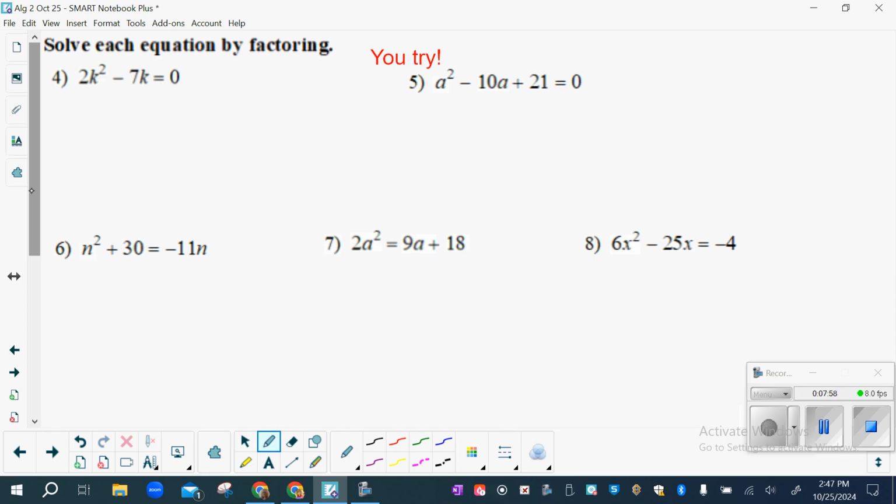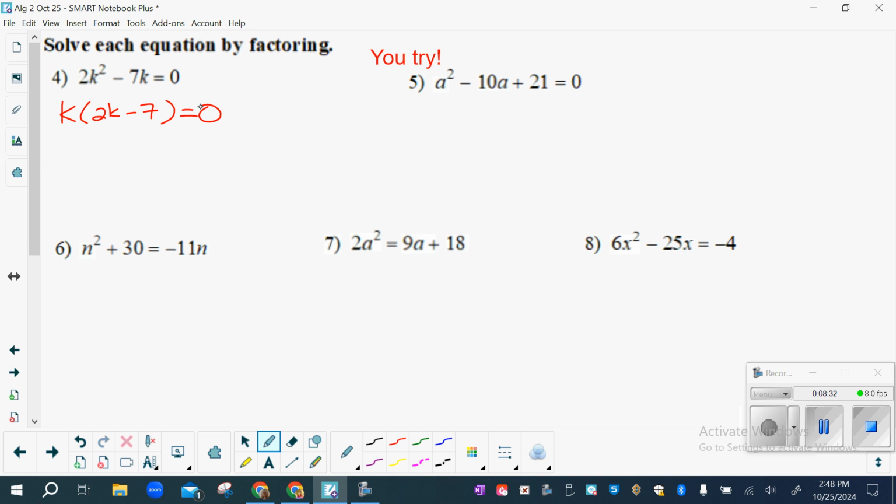We can factor a k out of each one. So what would we get when we factor out the k? What do we get when we factor the k out? 2k plus or minus? Good. So we just factored out the k, and now we can use the zero product property.